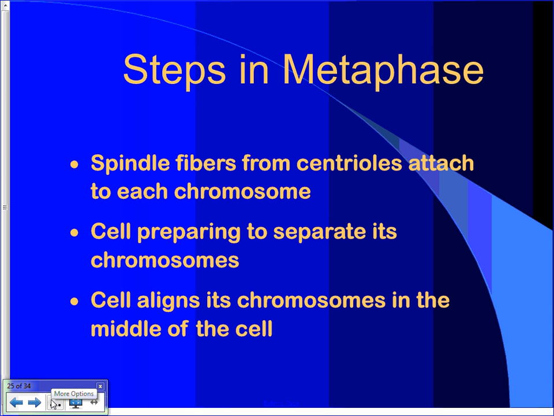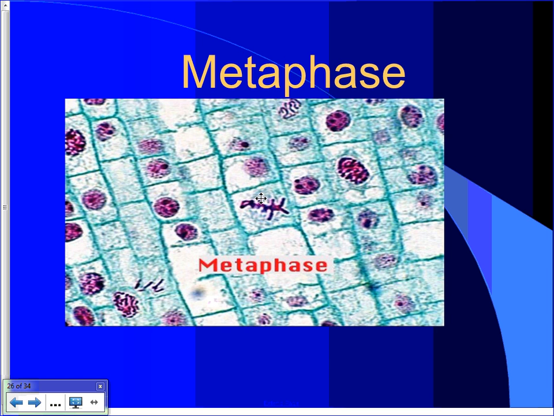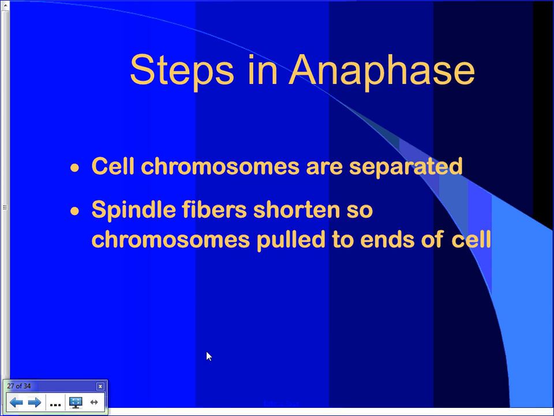In metaphase, the cell prepares to separate the chromosomes. So the cell will actually align the chromosomes in the middle of the cell. And so this is a cell in metaphase right here. And you can see the chromosomes are aligned in the middle. In anaphase, the chromosomes separate. And they do this by the spindle fibers shortening. So the chromosomes are pulled to the ends of the cell.